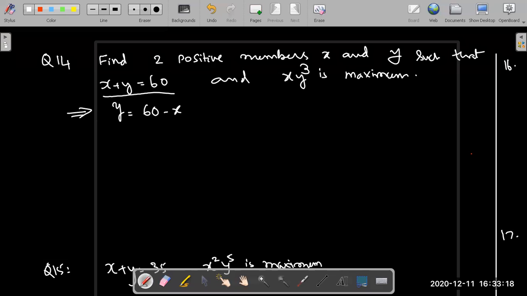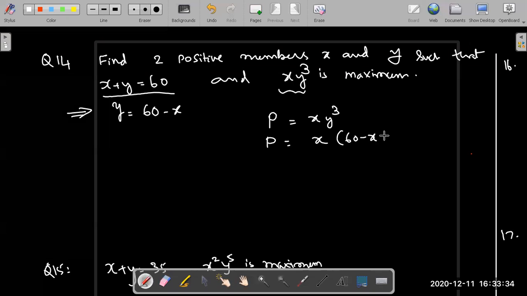Then this one, let us say this is a product. We'll call it p equal to x y cubed. Then substitute y, so p equal to x into 60 minus x whole cubed. Since this is maximum, we need to maximize p. So we should get dp by dx. The best thing is to open the bracket.